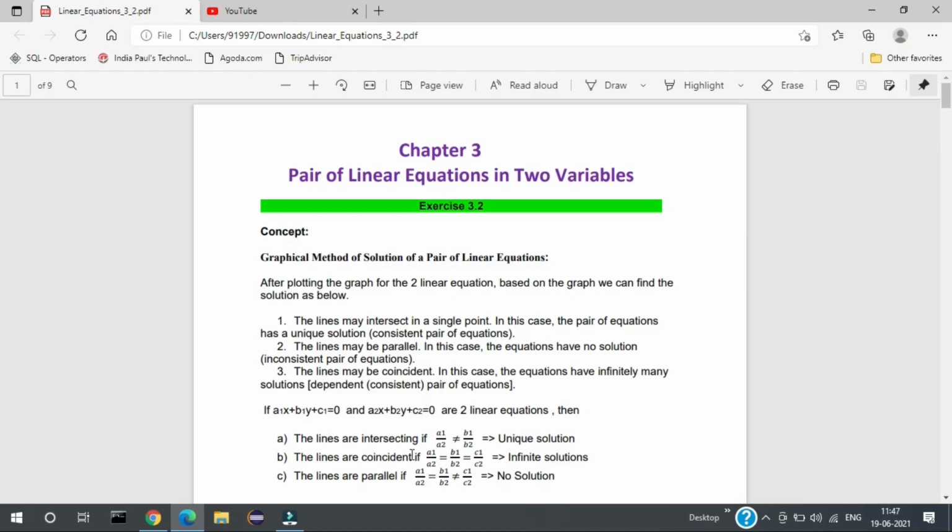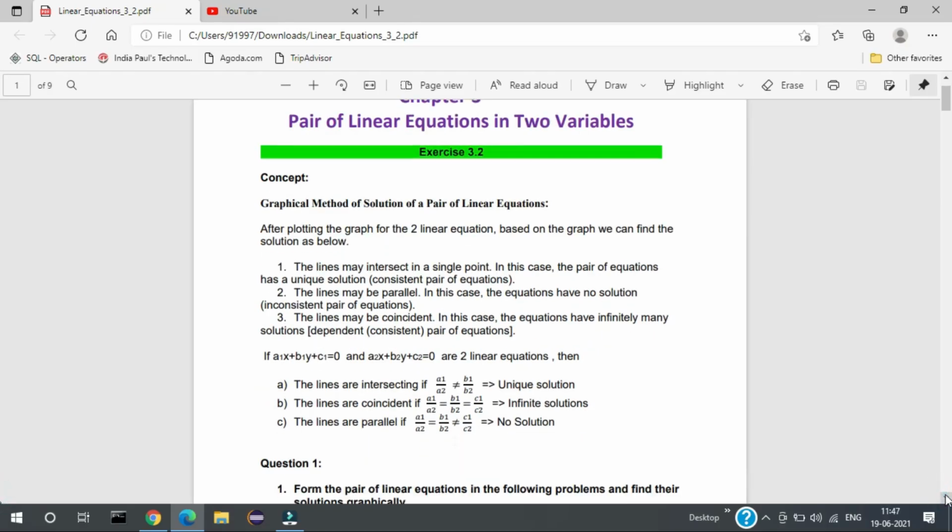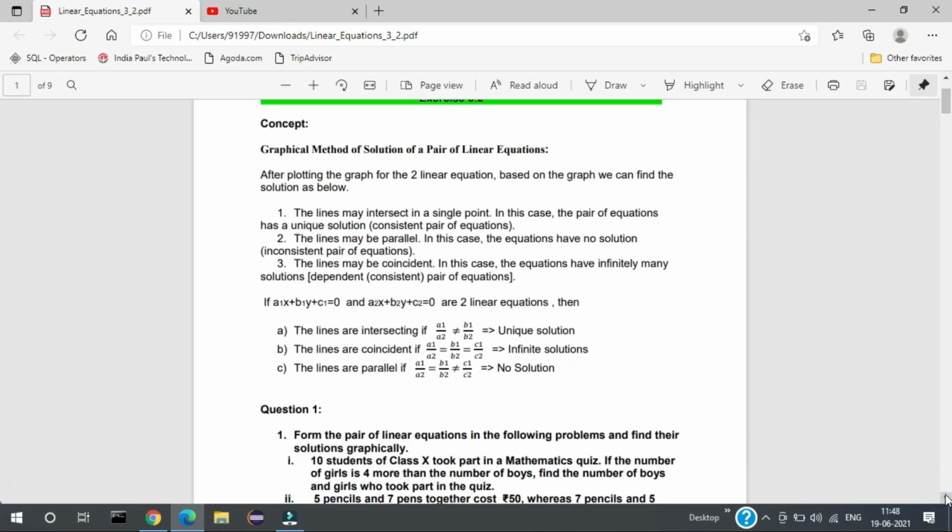Then the lines are intersecting if a1/a2 is not equal to b1/b2, that is, a unique solution. The lines are coincident if a1/a2 equals b1/b2 equals c1/c2, giving an infinite number of solutions. The lines are parallel if a1/a2 equals b1/b2 is not equal to c1/c2; in that case we may not get any solution. So these are the conditions for two linear equations.